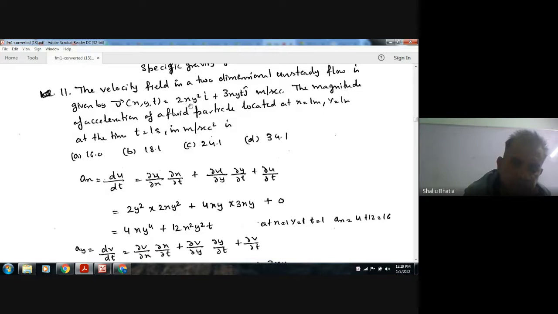So u is 2xy². So ∂u/∂x is 2y², and ∂u/∂t is... Okay, and ∂u/∂y is 4xy, and v is 3xyt. Here it should be t.